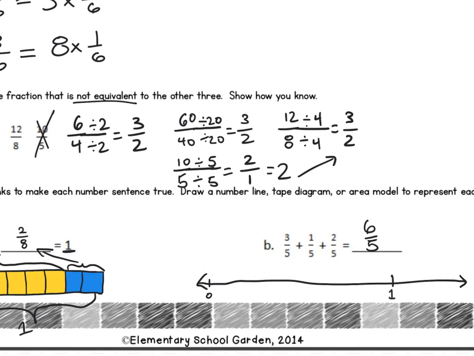whole right here. And I'm going to partition this into fifths. And so I'm going to start at 3/5, which is right here. I'm going to make a jump of 1/5 to show the addition of 1/5. And then I end up at 4/5. Then I'm going to make another jump of 2/5 to show the addition of 2/5. And that leaves me at 6/5, which is the same thing as 1 and 1/5.